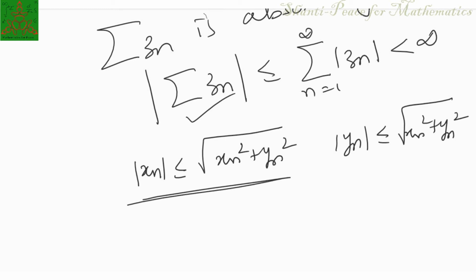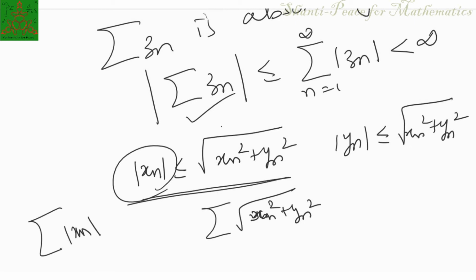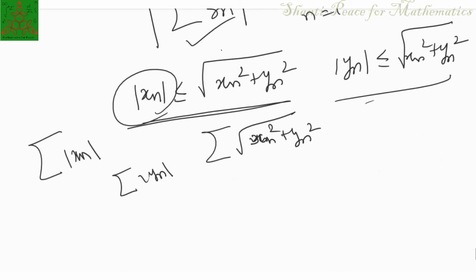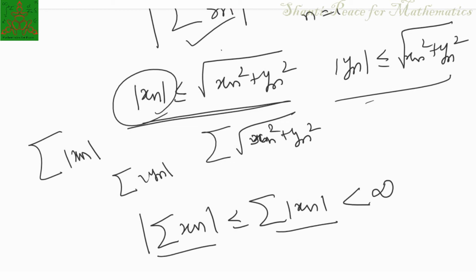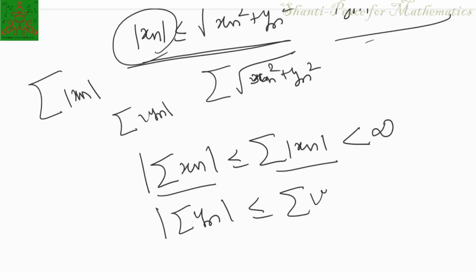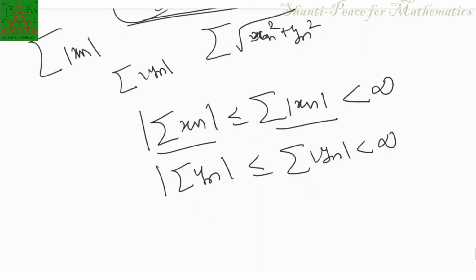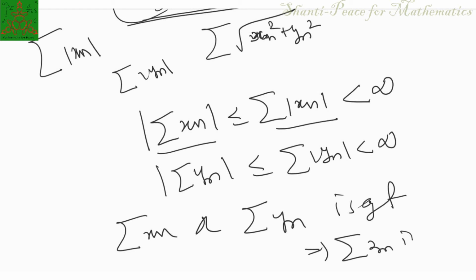So by comparison test we can say that the summation of the square root of xn square plus yn square is given to be absolutely convergent. Therefore the summation of mod of xn is convergent, and similarly if I use the comparison test, the summation of mod of yn is convergent. And you can say that the summation of xn is less than or equal to the summation of mod of xn. This is already convergent, so that is why this is convergent, and in the same way yn is also convergent. So by comparison test, finally we can say the real part is convergent and the imaginary part is convergent. So this will imply the summation of Zn is convergent. That completes the proof of the statement that every absolutely convergent series is convergent. The converse of this result is not true.